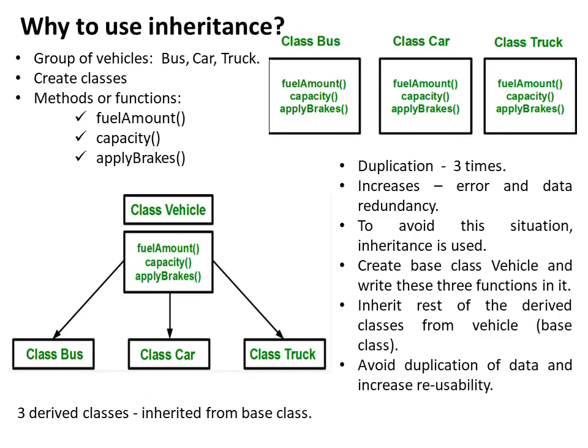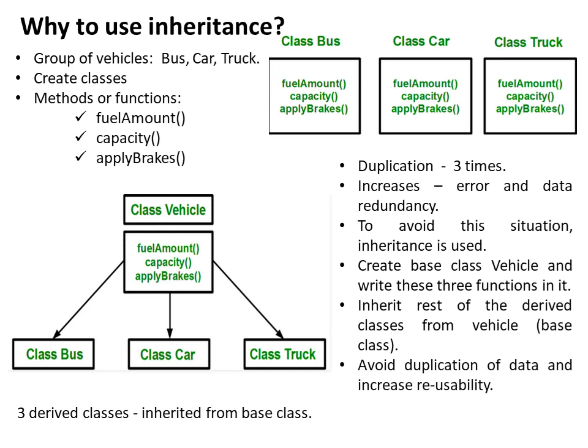Now we'll see why we go for inheritance. Consider a group of vehicles, say a bus, car and a truck. You need to create classes for this. The methods or functions, that is the fuel amount, capacity and braking system, will be the same for all three classes. Without inheritance, if you try to create these classes, then you have to write all these functions in each of the three classes as shown in the top figure. Here you can clearly observe that the process results in duplication of the same code three times. This increases the chances of error and also data redundancy.